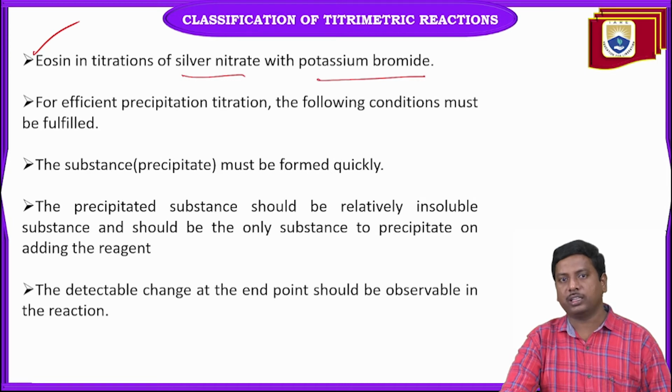So first of all, the precipitate must form quickly, and that precipitation takes place if and only if a reagent, generally silver nitrate, is added from the burette. And the third one is that a detectable change at the end point of the reaction should be observed. Okay, so these are the 3 required conditions for the formation of a precipitate.